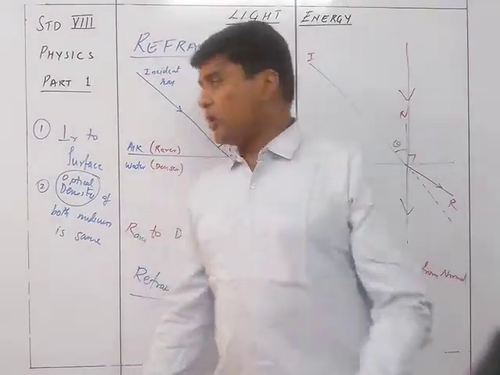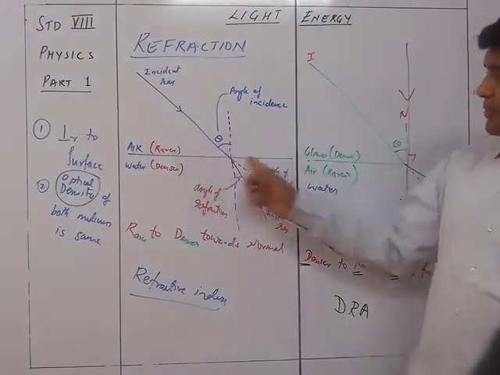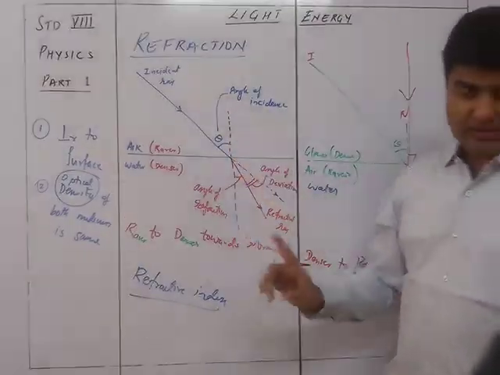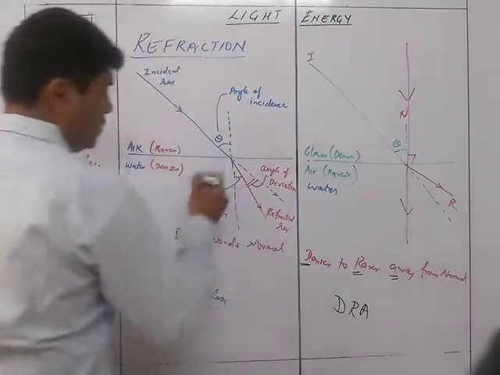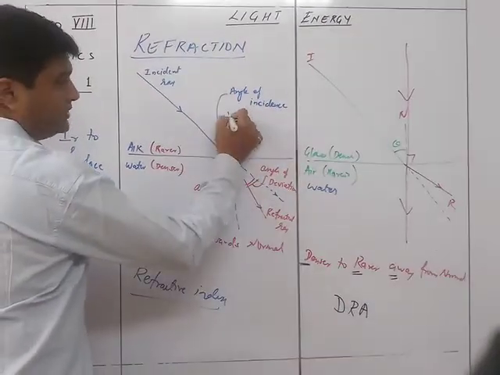Third is the normal. What is the normal? The perpendicular drawn over here. The perpendicular to the surface, what is drawn over here, is the normal. So over here, this blue color dotted line, what you can see over here, is the normal.